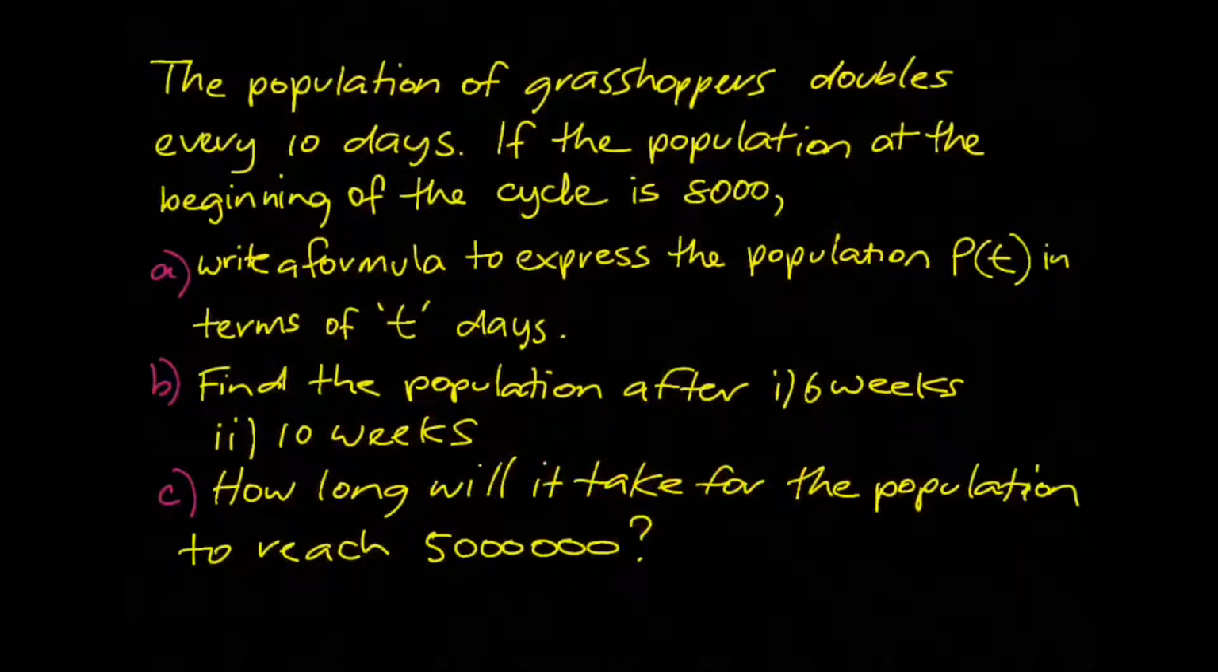The population of grasshoppers doubles every 10 days. If the population at the beginning of the cycle is 8,000, write a formula to express the population P of t in terms of t days. Find the population after 1) 6 weeks, 2) 10 weeks, and how long will it take for the population to reach 5 million?